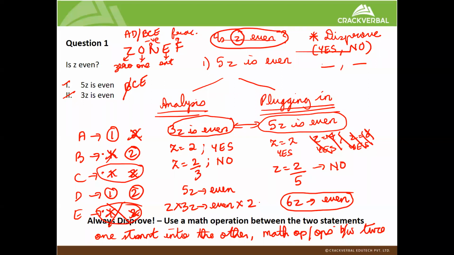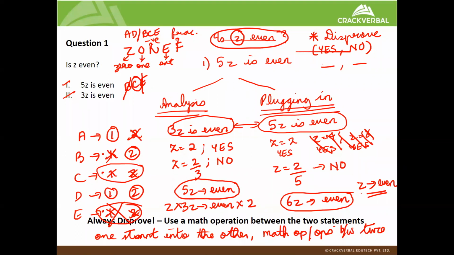So the second statement I manipulated to be 6z is even now, and the first statement gives me 5z is even. Now if I subtract these two values, 6z minus 5z gives me z, and even minus even gives me an even value. So I know when I combine the two statements, I'm going to get z definitely to be even. So the answer here should be Charlie.